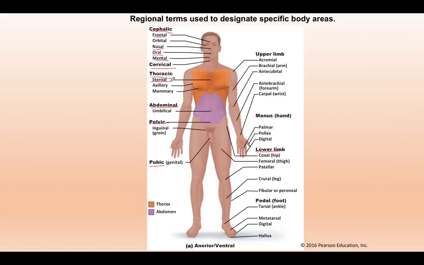External comes from the word sternum, so your breastbone. Axillary implies under your armpit, and mammary implies basically breast tissue. You can look through the other ones, and if you have any questions, please let me know.